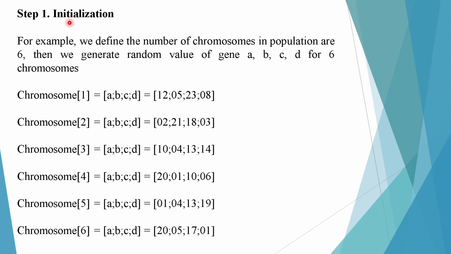Step 1, initialization. Let's define the number of chromosomes in the population as 6. Chromosome 1, 2, 3, 4, 5, 6. Then we generate random values of genes A, B, C, D for the 6 chromosomes. So the A, B, C, D for chromosomes 1 to 6 are generated randomly, as given here.